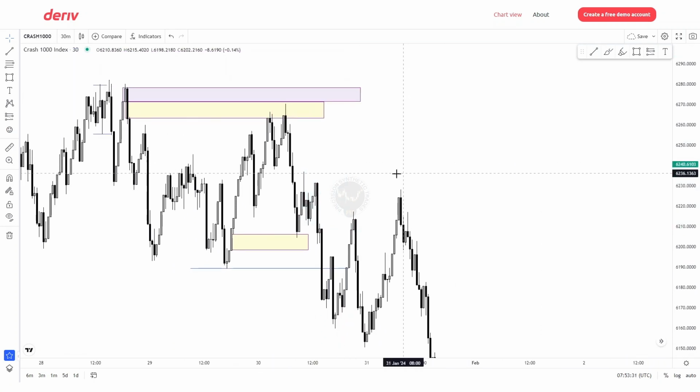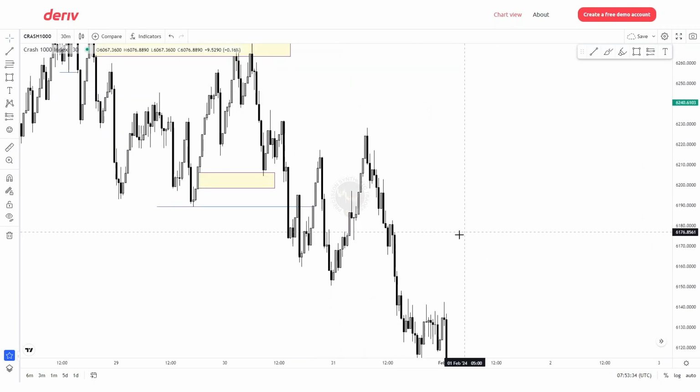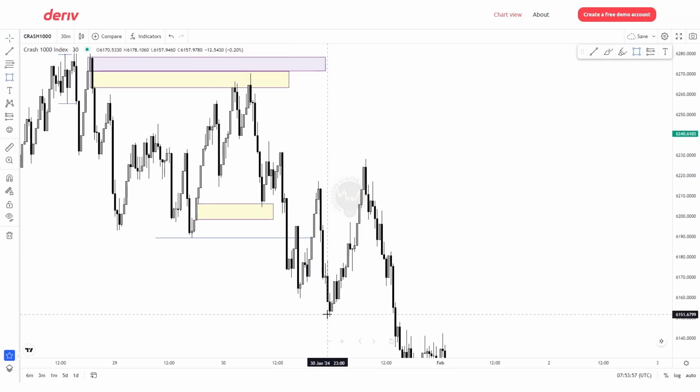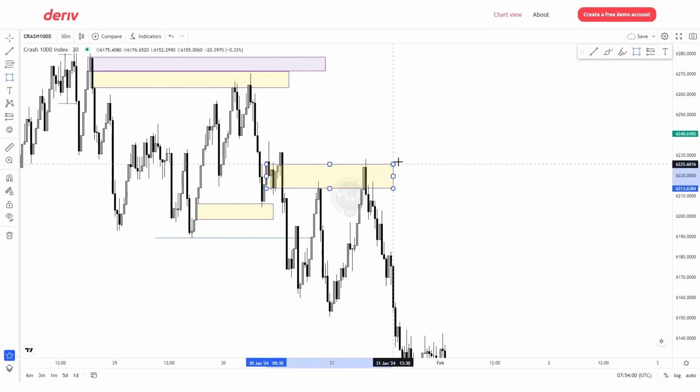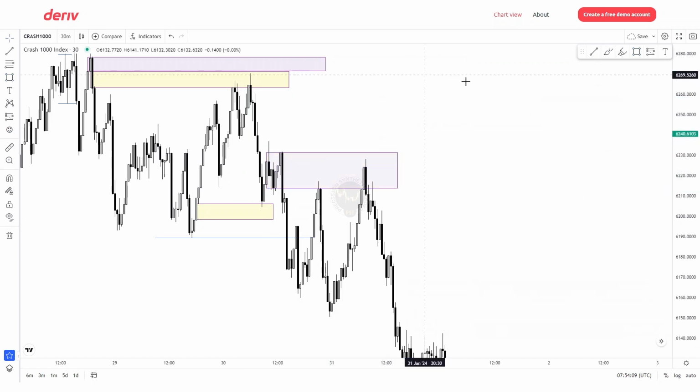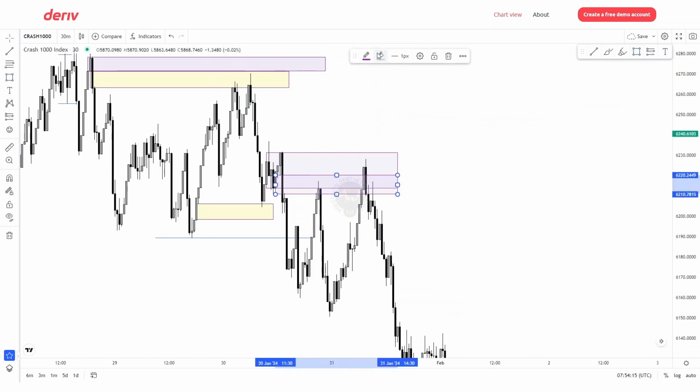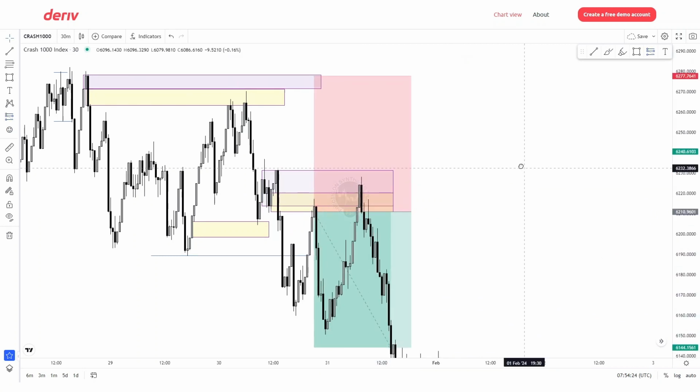Right, let's see what's happening here. Okay, we broke this one, broke the low. Continuing. Let's see. Okay, big impulse move. This one here. Here you go. You see this big impulse move here. What do we have? We have an order block. We have a fair value gap inside of that order block. If you'd entered your trade at the fair value gap, your first entry would have been there.